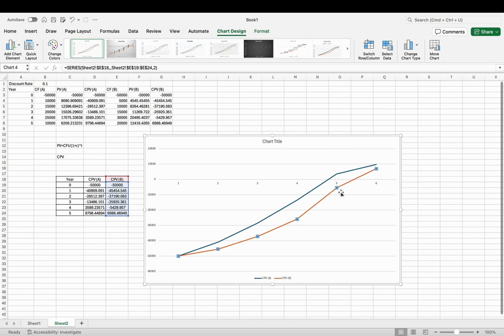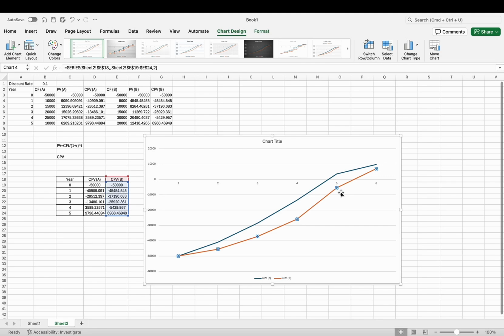The x-axis shows the years from 0 to 5, and the y-axis shows the cumulative present values in dollars. The blue line is going to represent project A, and the orange one is going to represent project B. And we can clearly see that project A's line crosses 0 earlier and ends with a higher CPV than project B. So that confirms that project A recovers its investment sooner and creates more value over the 5-year period.